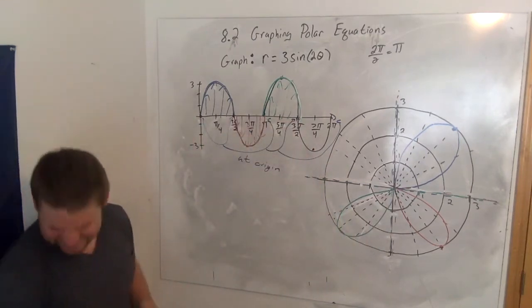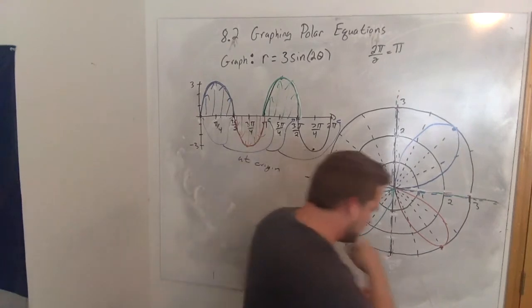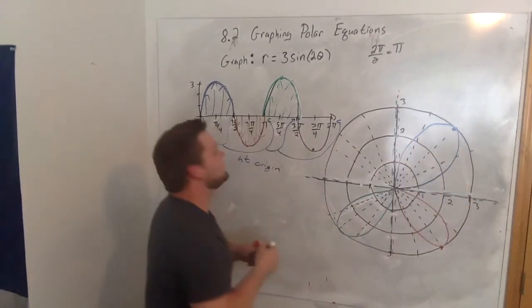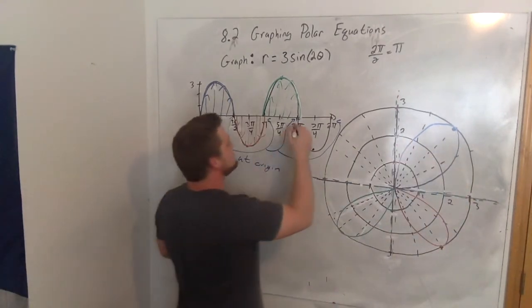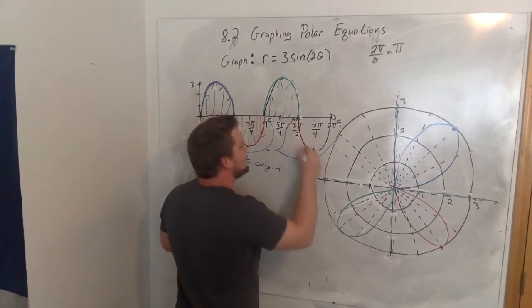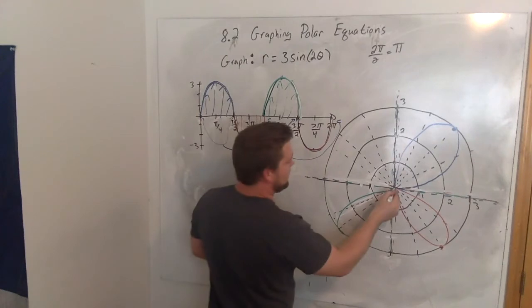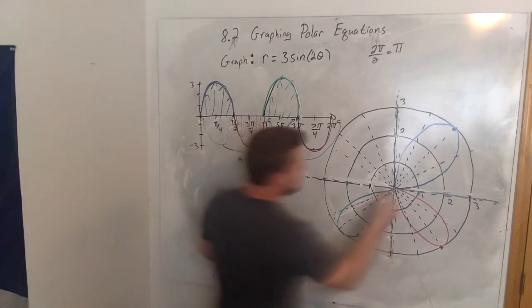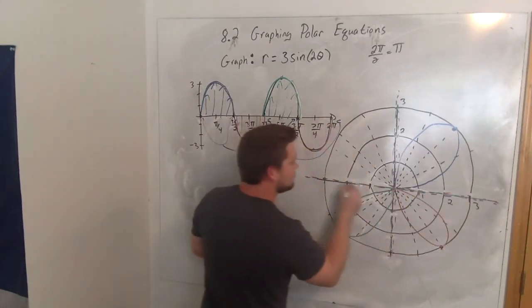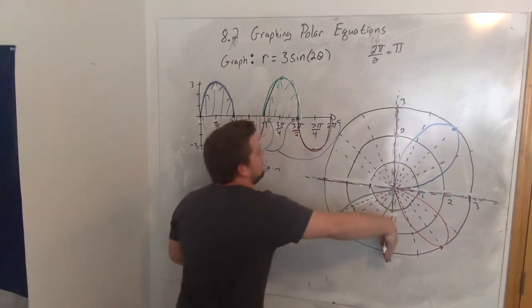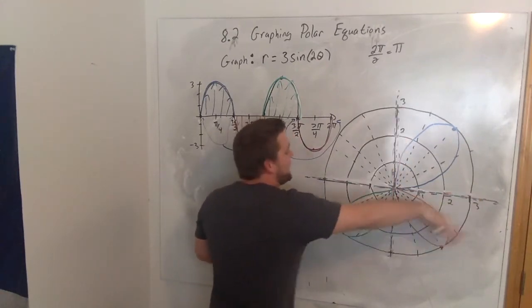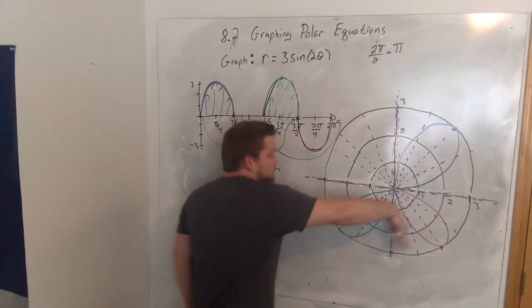How cool. All right, I need more colors. Oh, we got a purple. Okay. Now we have this last piece right here. Well, where is this happening between? Well, this is happening between 3 pi over 2 and 2 pi. So I'm going to be rotating from here to here.